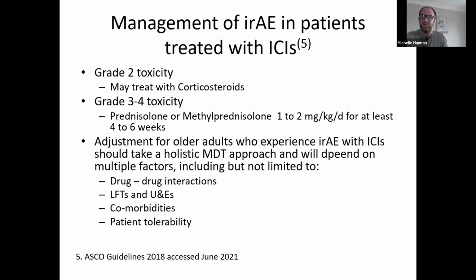the approach taken will depend on multiple factors, including but not limited to drug-drug interactions, like I've mentioned already, and the patient's liver function test and their urea and electrolyte counts as well. So we need to keep a close eye on those just to check that there aren't any massive changes in the patient's biochemistry, and also any comorbidities that they have. But we also need to assess the patient tolerability as they go through this management of the toxicity. So we need to see if the patient is tolerating the treatment, and then if they are struggling, we need to be able to adapt and make changes and intervene if needed.